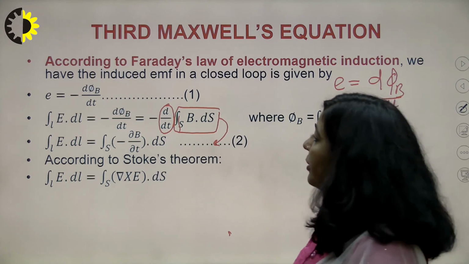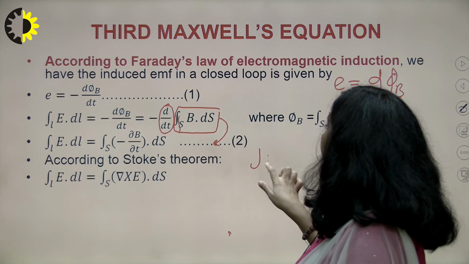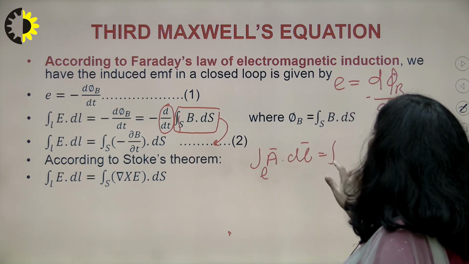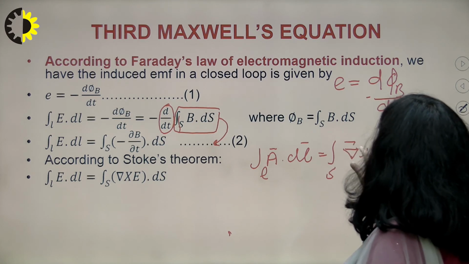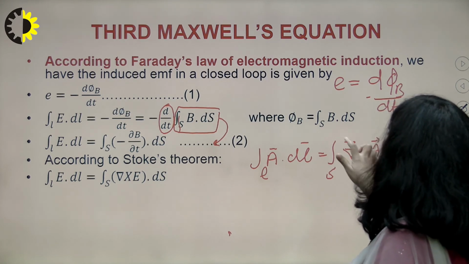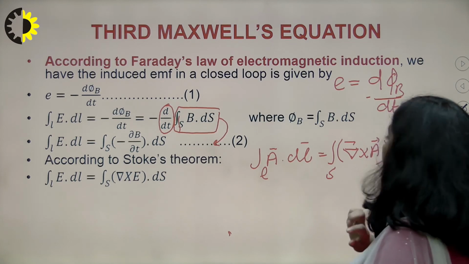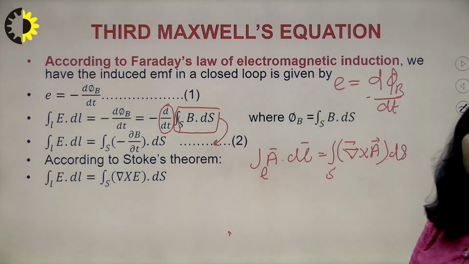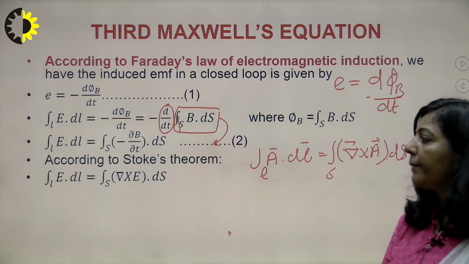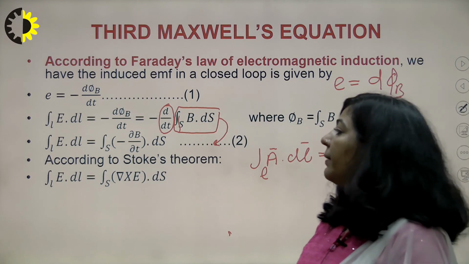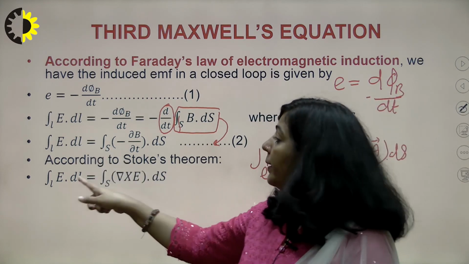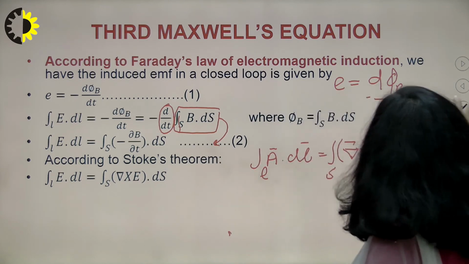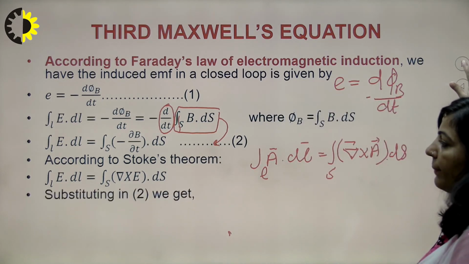So what is your Stokes theorem? According to this, the line integral of any vector A will be equal to the surface integral of the curl of that vector. So if you are taking the line integral of the vector A, according to Stokes theorem it will be equal to the surface integral of curl of A. So using the same statement, the line integral of E will be equal to the surface integral of curl of E. So substitute back in equation number 2.